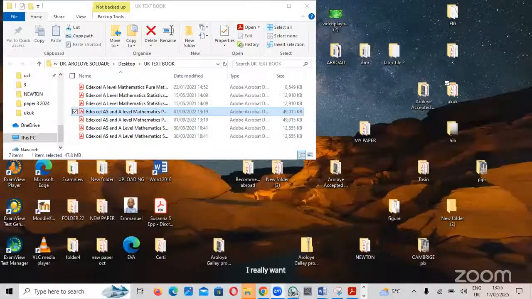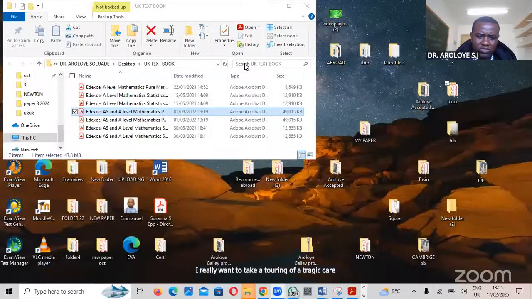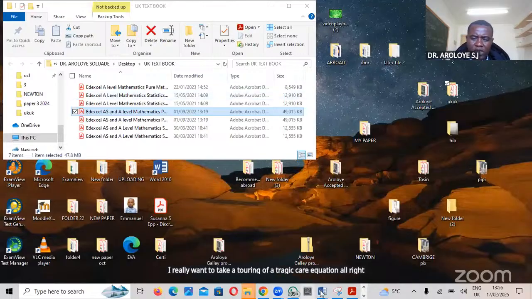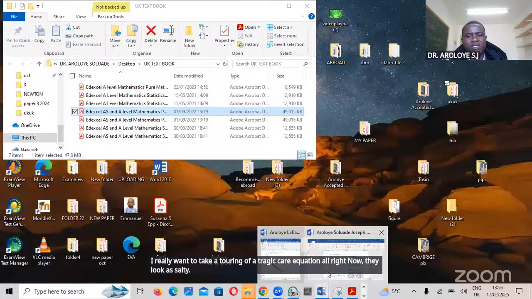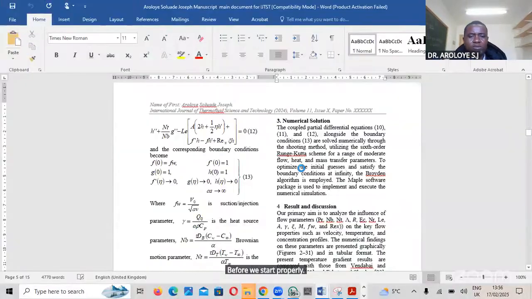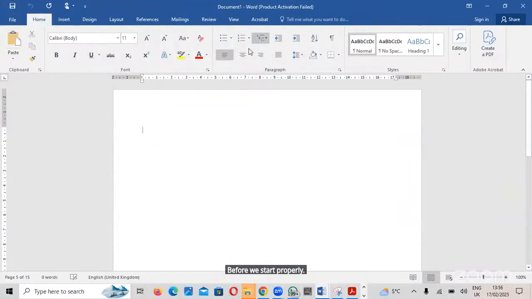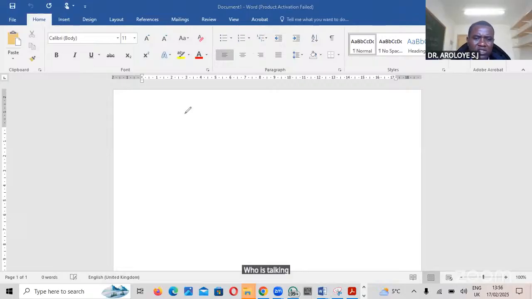The theory of a quadratic equation. All right. Now, let's look at something before we start properly. Who is talking there?